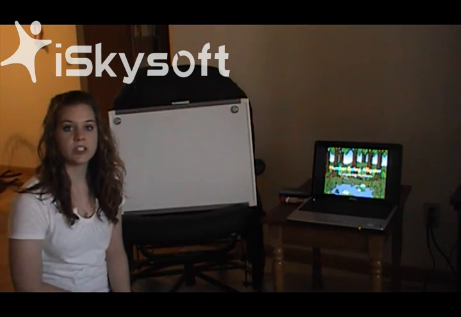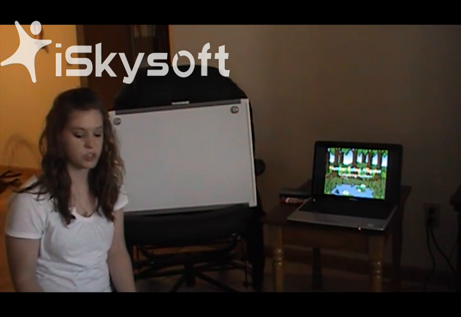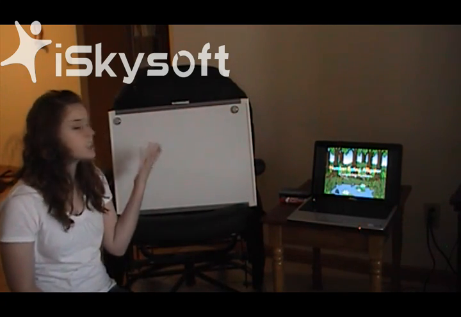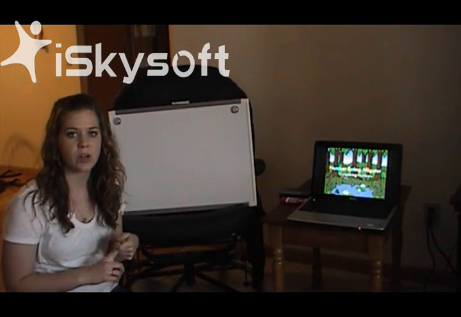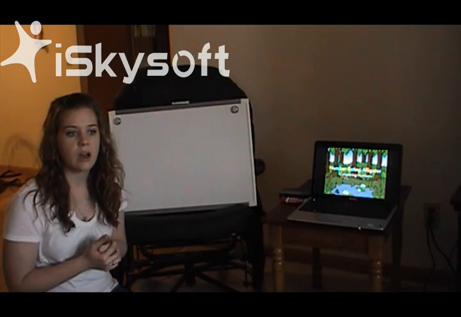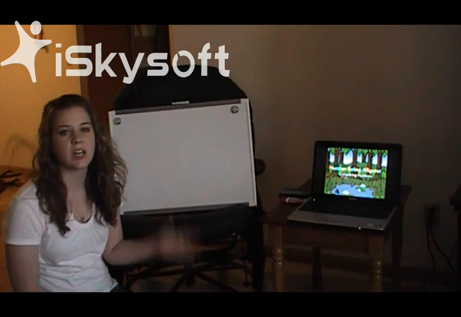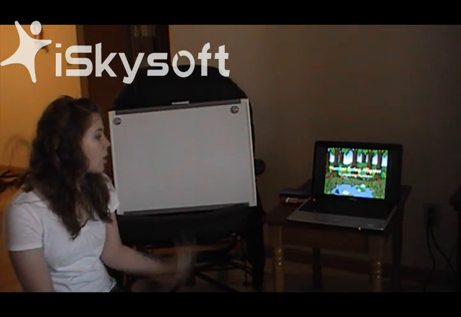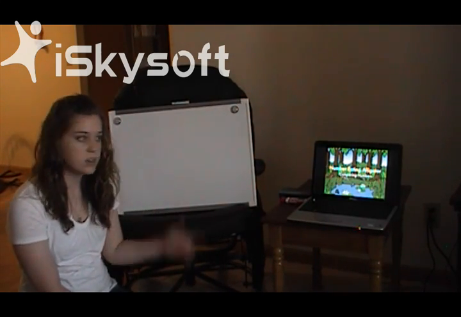Next, we would want to model the skills that we want them to be able to learn. Depending on the resources that you have in your school, you can use a smart board or a Promethean board, your projector, really anything that you have at your disposal that you can write on and really model what you're going to want the students to know. For the purposes of this video, I have a dry erase board that I'm going to use.